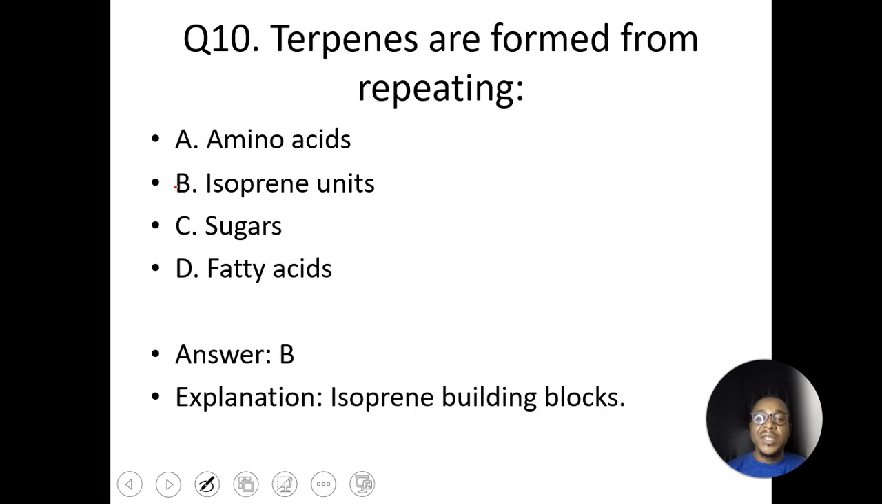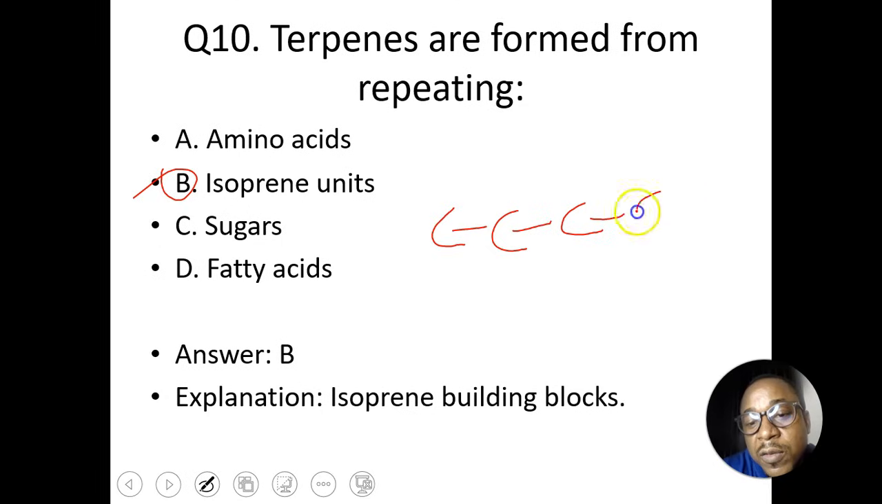Terpenes are formed from repeating units of isoprene. So terpenes are also a class of lipids that are produced from isoprene units. So this is our isoprene. Isoprene is 2-methyl-buta-1,3-diene. Buta means 4 carbon atoms. So 2-methyl, there's a methyl group here, CH3. 1,3-diene means there is a double bond between 1 and 2, and a double bond between 3 and 4.